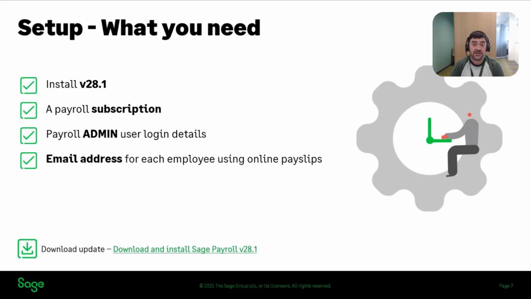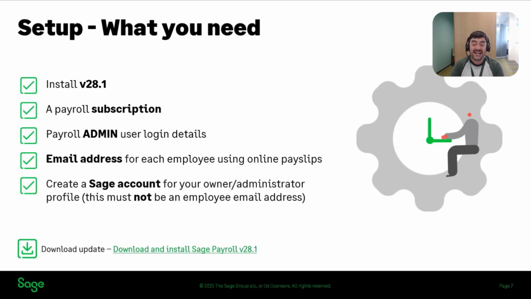You'll need an email address for each employee who will be using online payslips, and that must be unique to them. If you've already recorded email addresses in the employee records, that same email address will be copied to the online services section, but it can be amended before you set your employee up if you want to use a different email address for them.